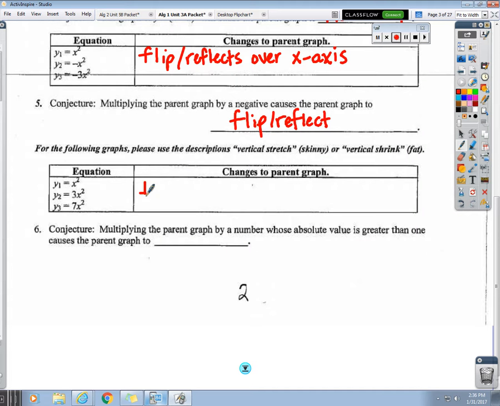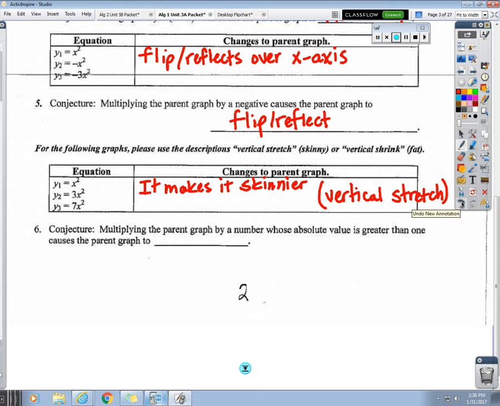So it makes it skinnier, and that's known as a vertical stretch. Did I spell that right? Yeah, that's right. It just looked weird. Yeah, here it is right here.